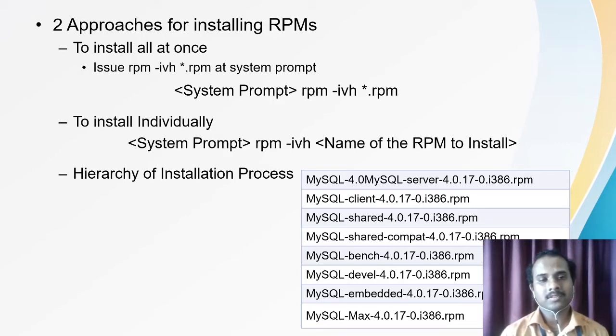Now if you are going to install the RPMs individually, then you have to follow the hierarchy structure and install the RPMs in the same manner. First, you are going to have the server related RPMs, then the client related, then the shared compat, then the bench, then devel, embedded, and the max will be installed.